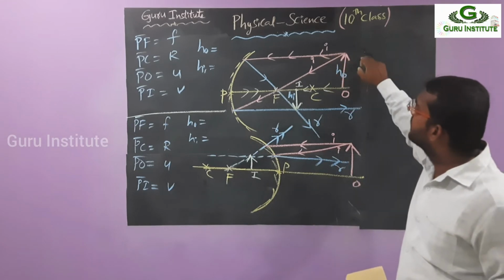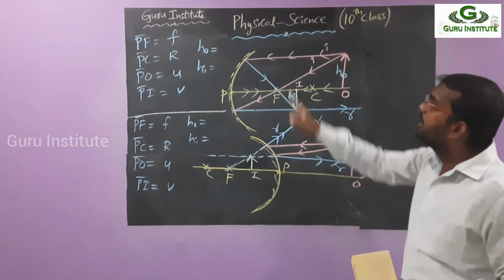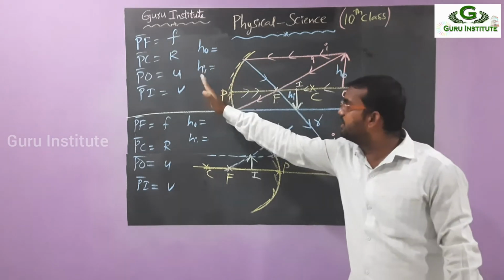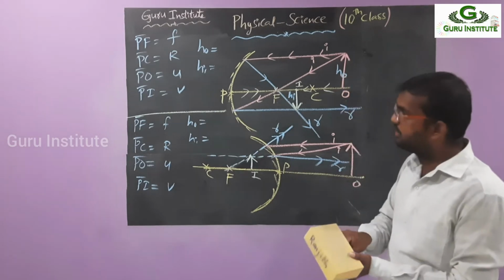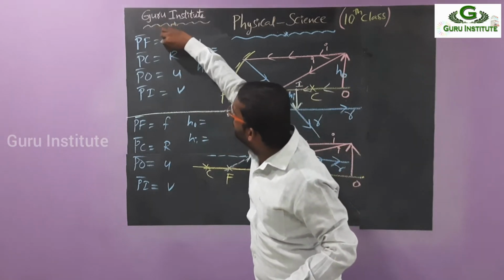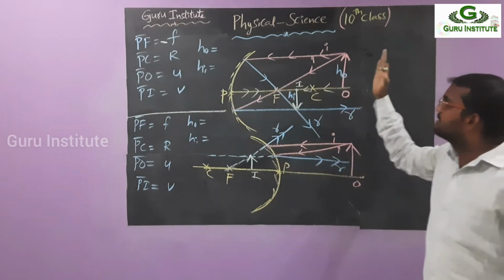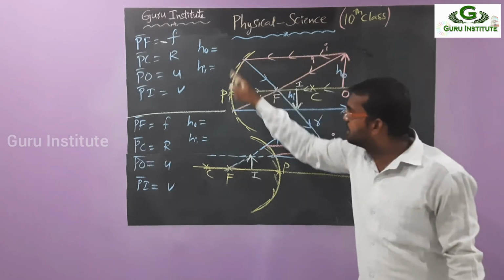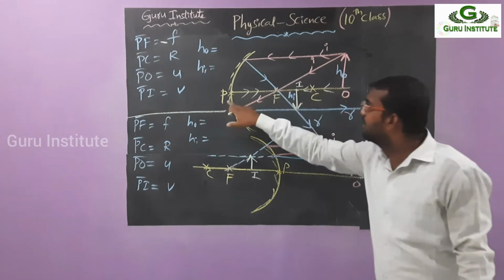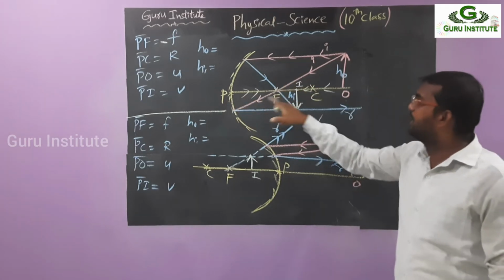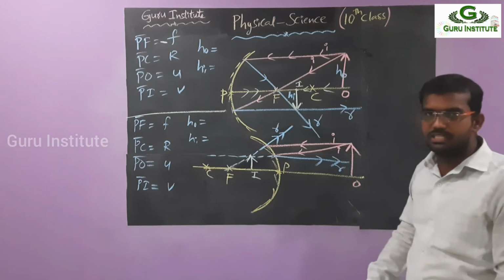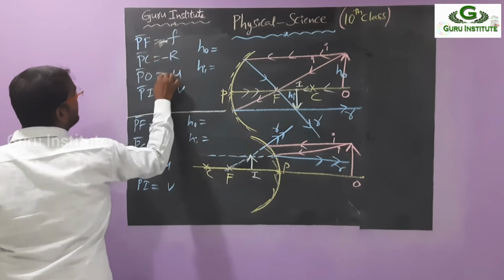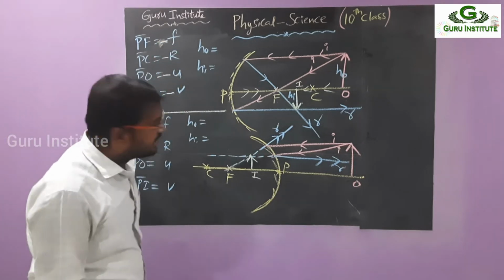So let us observe this for the concave mirror. PF: incident rays are in this direction, but PF is this one. Opposite or same? Opposite direction, so that's why it is negative. Next, PC: incident rays are this direction, PC is the opposite direction, that is also negative. PO is opposite direction, PI is opposite direction. So PF, PC, PO, PI are all in the opposite direction, so you have to take all of them negative, in both the concave and the convex.